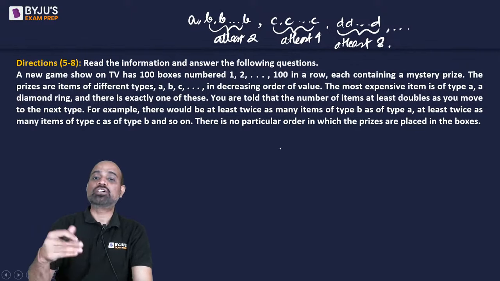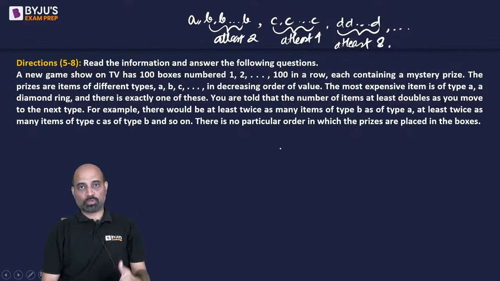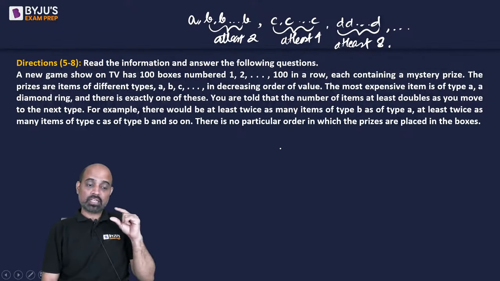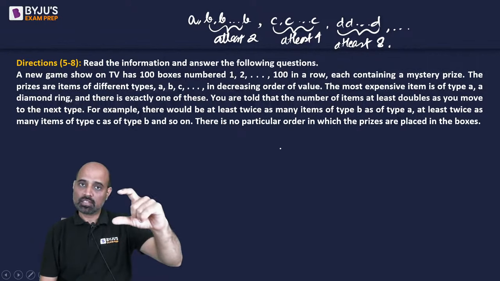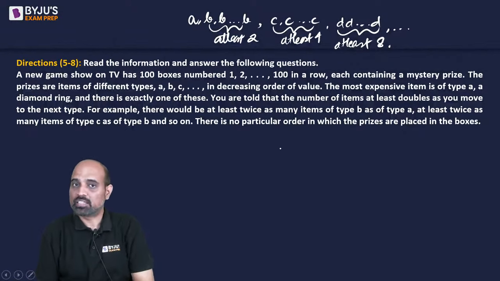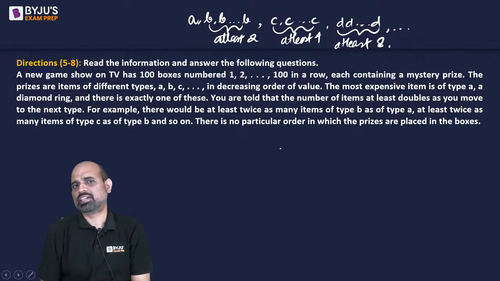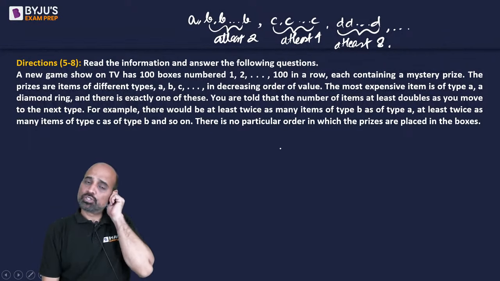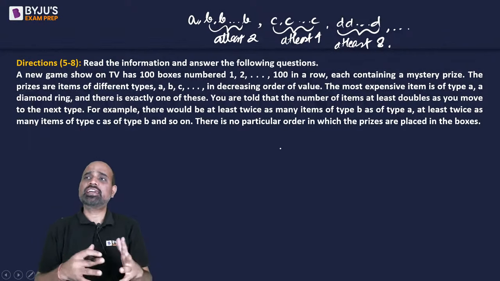There is no particular order in which the prizes are placed in the boxes. So it's not necessary that if B is kept, it is in a line. B can be in any order. The total count of boxes that contain the prize B is going to be at least twice of A, which is at least 2. Okay? So having understood this, what are the extreme cases?